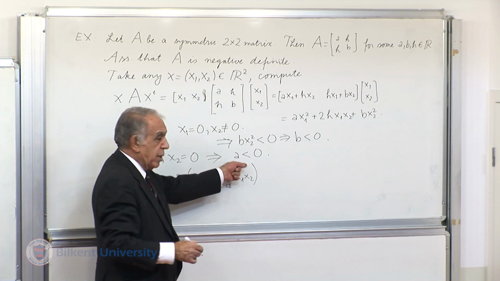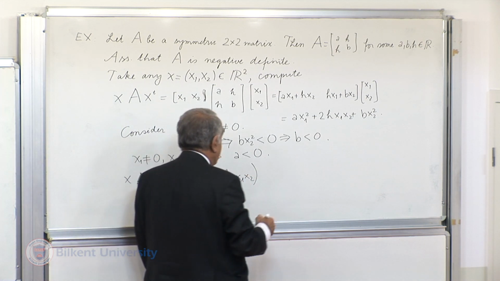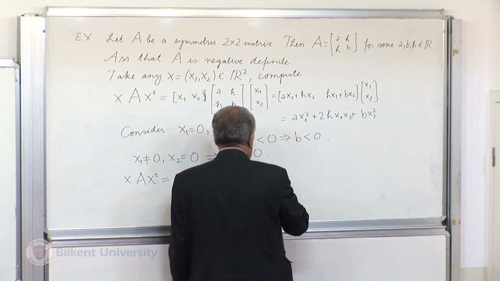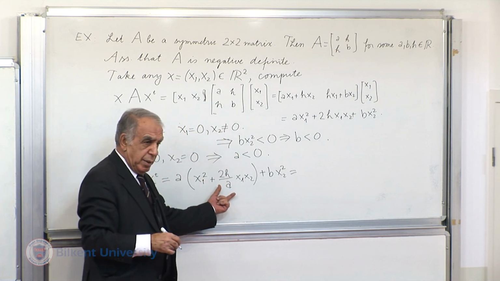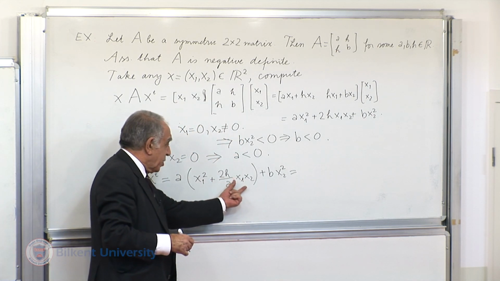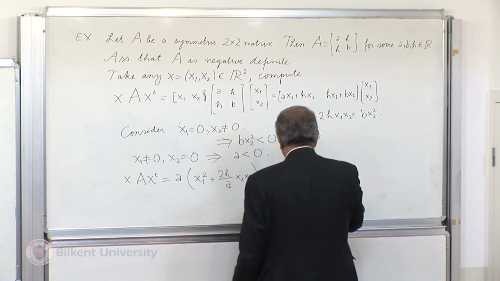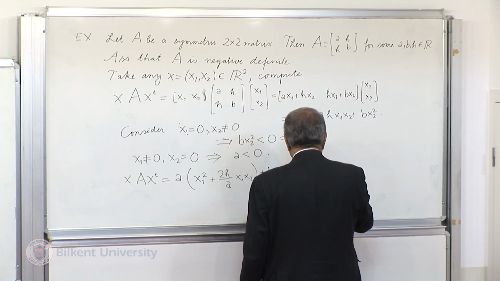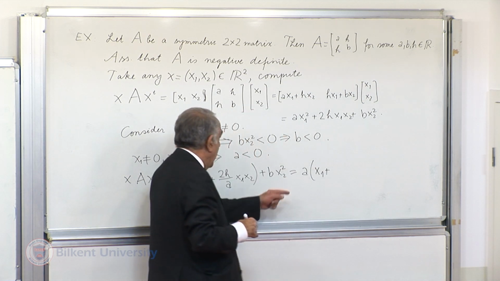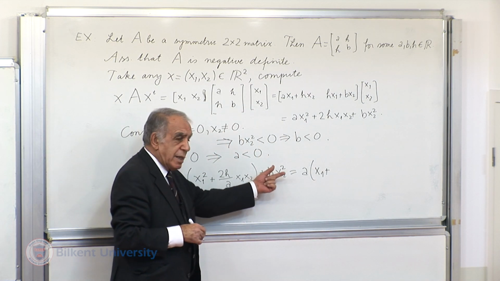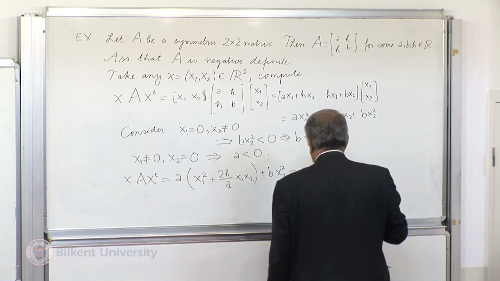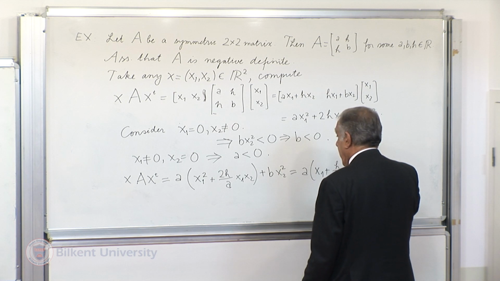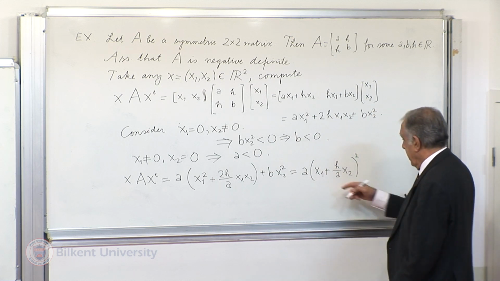I can do this because a is different than 0, that we know, then plus b x2 squared. Now let's complete this to a square. Well, this looks promising. Then a times x1 plus. Now, for the middle term of the square of the sum to be equal to this, here we need to take h over a x2 squared.